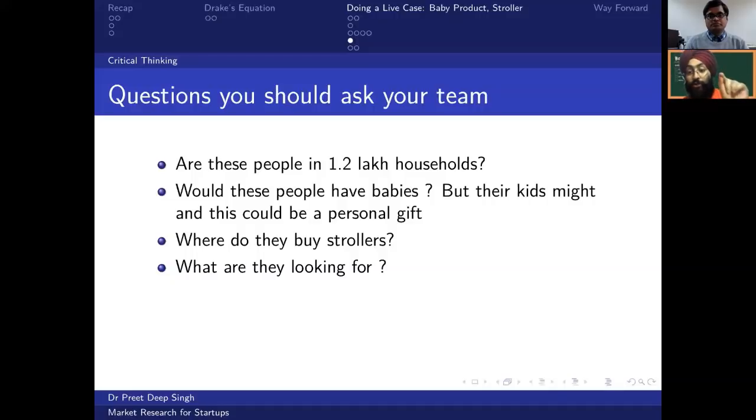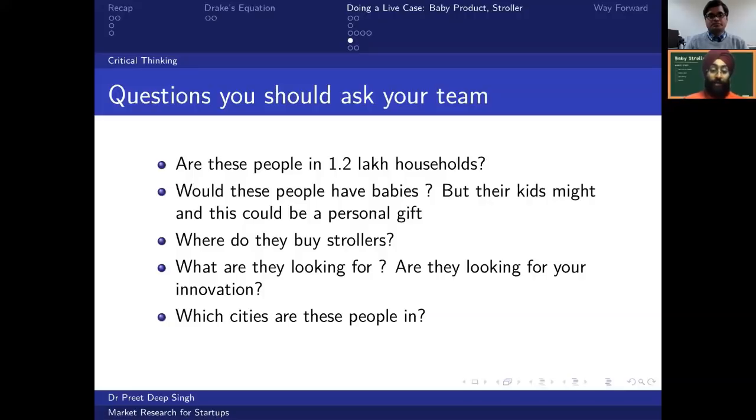This is the crux of market research. The questions in your head. How you solve these questions? What are the tools you need to solve these questions? This is the easy part. Asking the right question is the important part. And of course, what cities are these people living in?